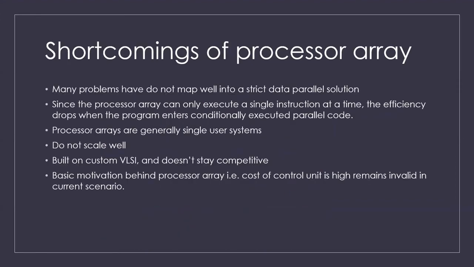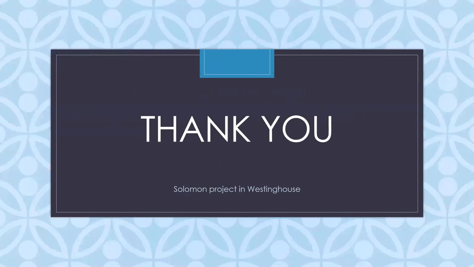As a conclusion, though the processor arrays provide a high level of parallelism, they are suitable for a data parallel system rather than a task parallel system. As the number of conditional executions increases, it affects the performance of the array, and it does not scale well to a very large system. To conclude this video, I would suggest you look for the Solomon project in Westinghouse. Thank you all.